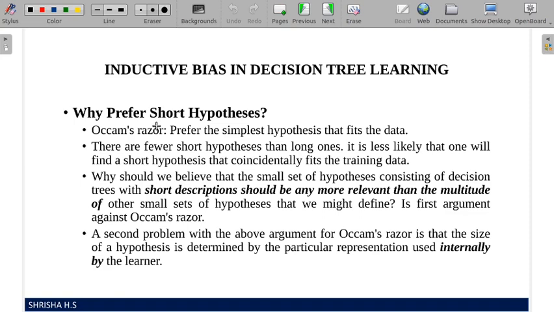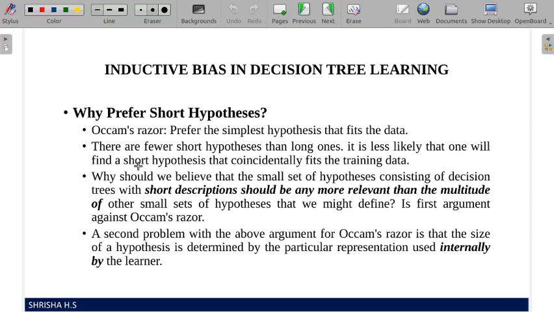Let's assume you have 1000 hypotheses, and among them some 10 or 20 are smaller ones. Simple hypotheses are fewer in number, and complicated hypotheses are more in number. So what is the guarantee that a particular algorithm lands up in a very simple hypothesis? This is the argument saying we have a small number of simple hypotheses, and we may not actually get that one.